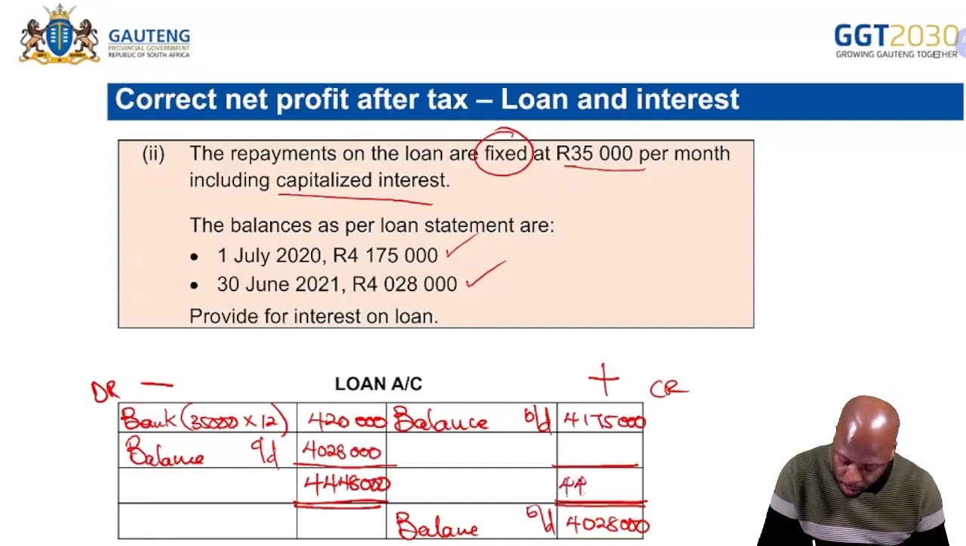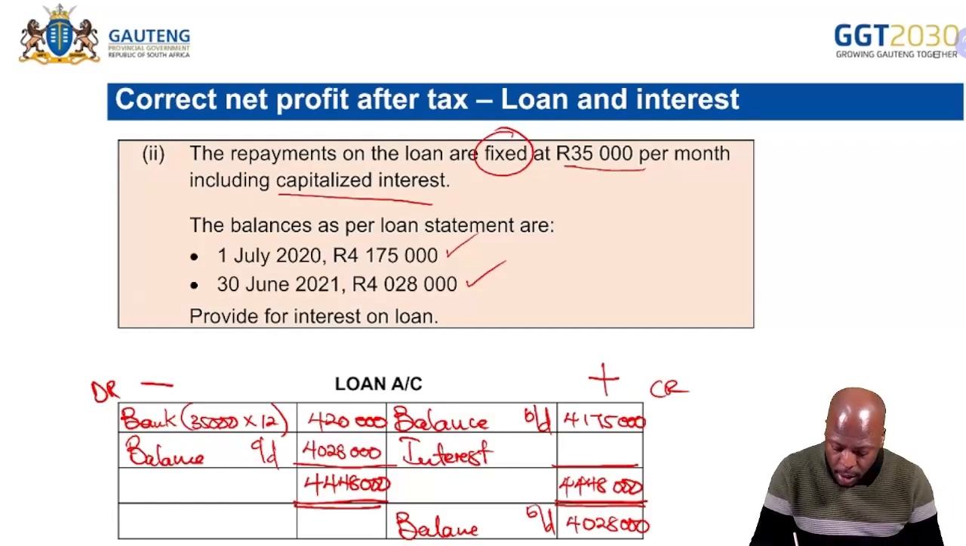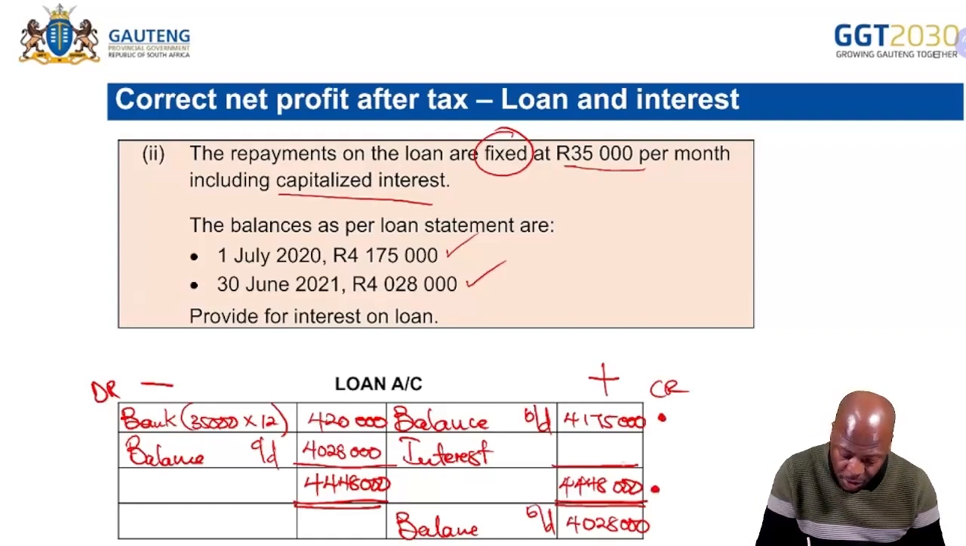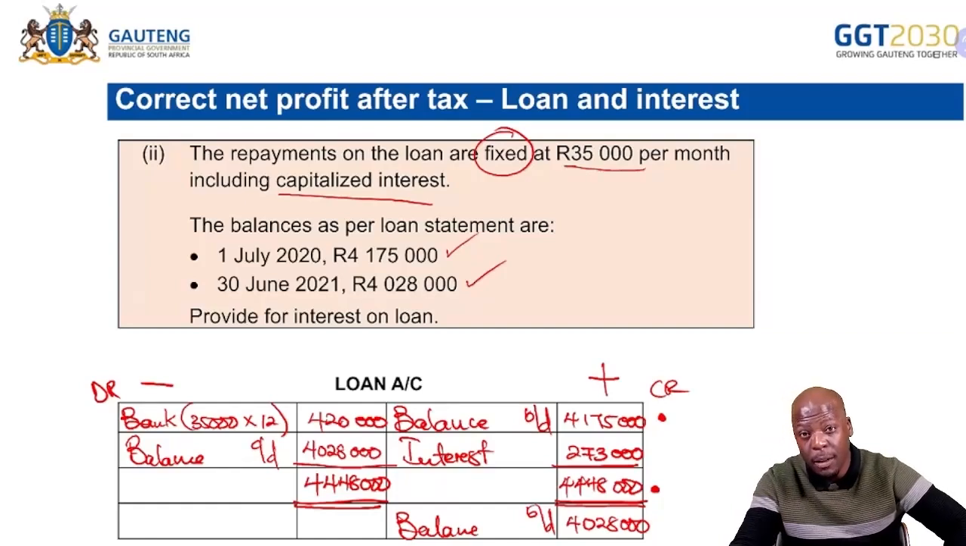It's 4,448,000. And then here, you're going to end up with your interest. And then if you say 4,448 minus 4,175,000, you get your interest of 273,000. That is how you get your interest in a ledger account.